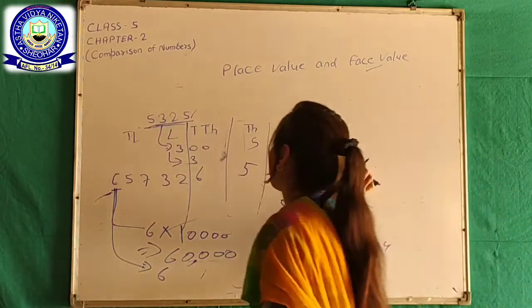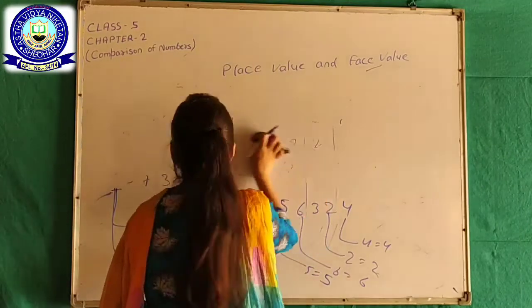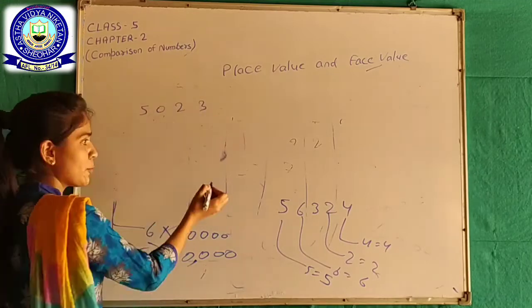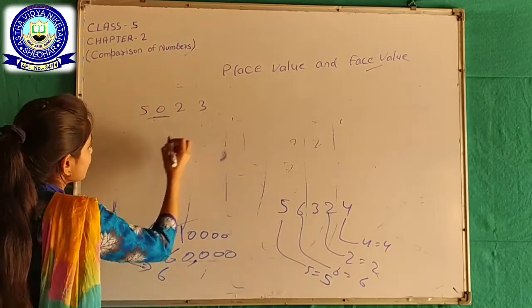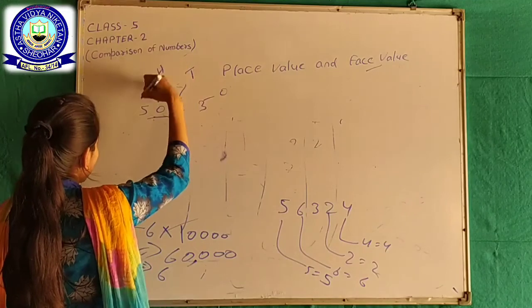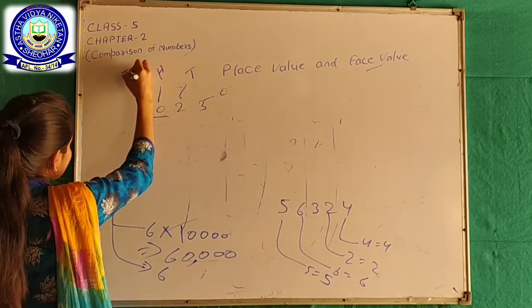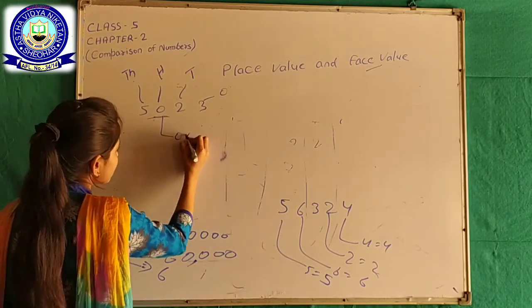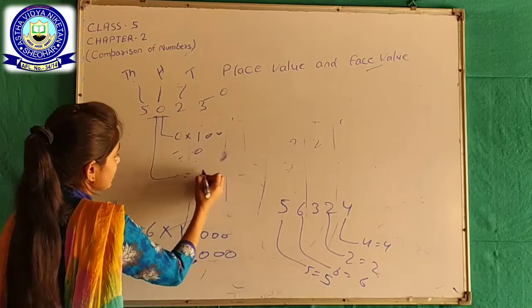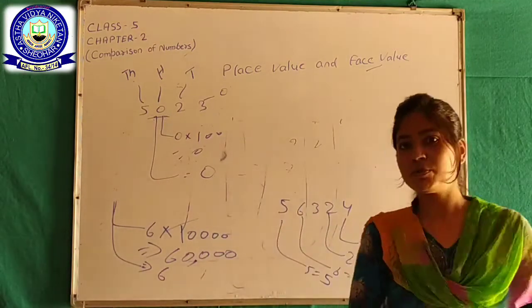We can't find out the place value and face value of 0. Let's see with an example. You have to find out the place value of 0. 3 is in the ones position, 2 in tens, 0 in hundreds, and 5 in the ten-thousands position. The place value of 0 is equal to 0 times 100, which equals 0, and the face value of 0 is also 0. So there is no place value and face value of 0.